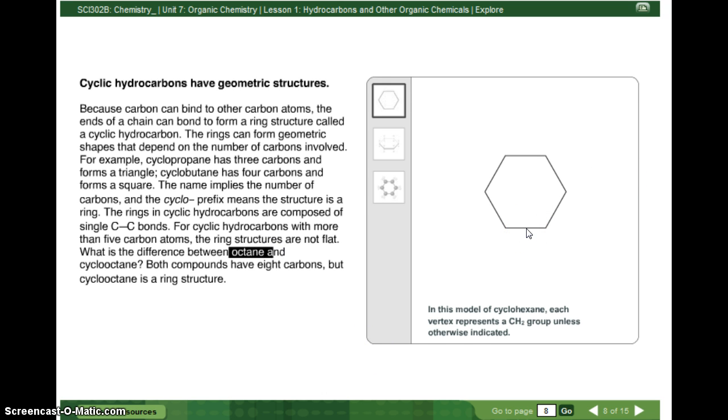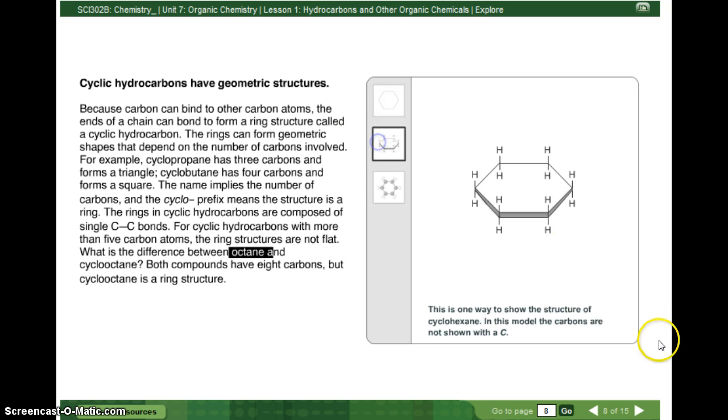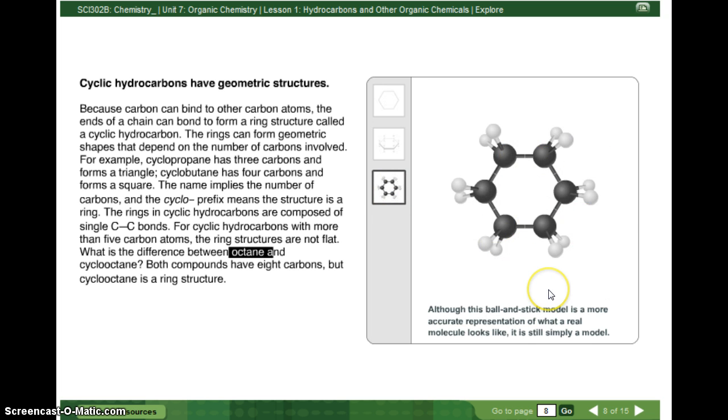So this is a model of cyclohexane, so hex like hexagon. Each vertex represents a CH2 group unless otherwise indicated. So whenever you have a corner, you know you have a carbon. Carbons go in the corner. They can draw it like this, so now you can see the carbons are still at the corners, but you have hydrogens on them. So here's my carbon, and it needs to make 1, 2, 3, 4 bonds, or we can draw it as molecules.